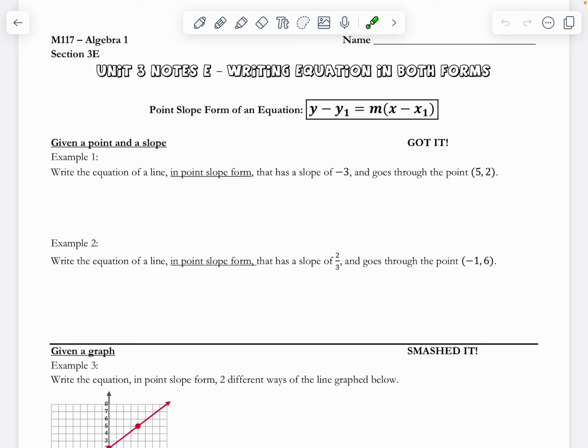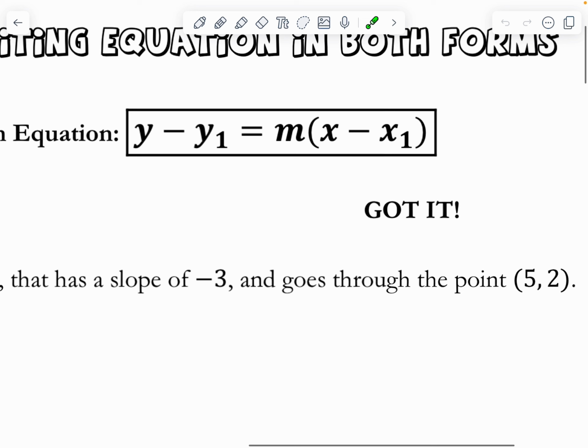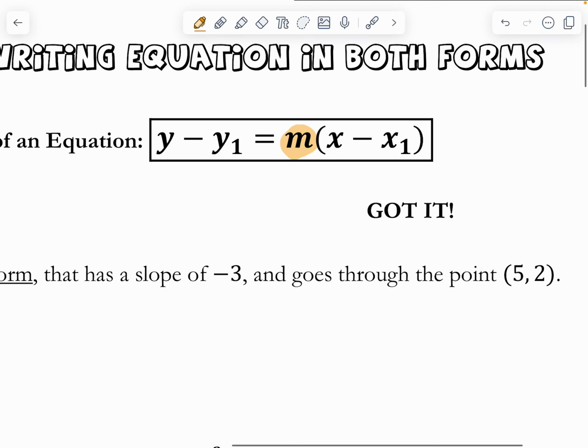So let's take a look. Right off the bat, we're using point slope form, which is something that we have used before, right? If you guys remember, the way that we find information from point slope form is they give us a point and they give us a slope. The easiest one to find is the slope. The slope is always your m. M is equal to slope. Let's go ahead and just label this slope.